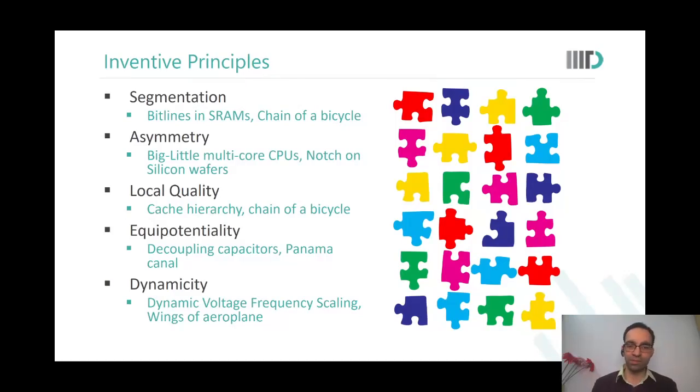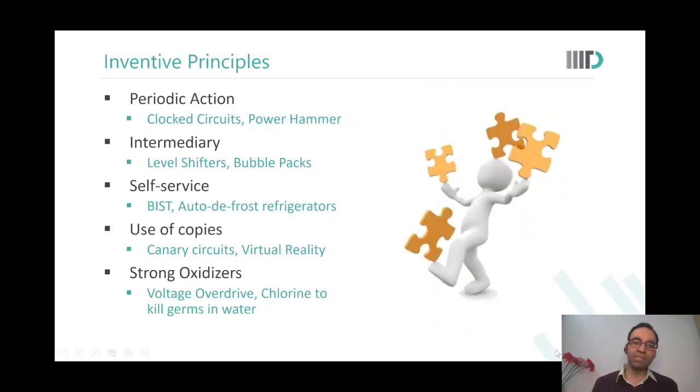Dynamicity is another principle. You can just do a Google search and find out more about so many other principles that we use in our day-to-day life. Intermediaries: I want to ship one packet and I do not want it to get damaged. I use bubble packs. So I say there is an intermediary between the outside environment and my package. Bubble packs protect my package.